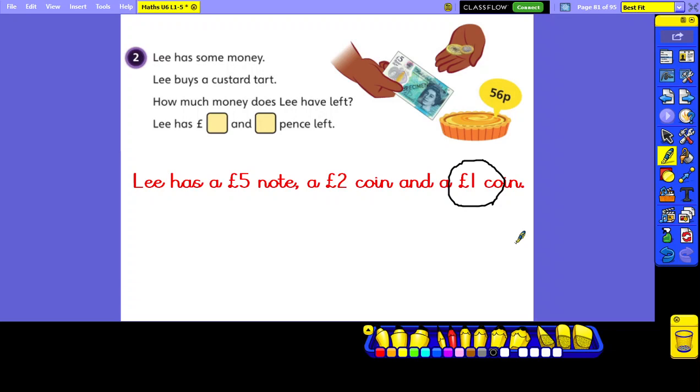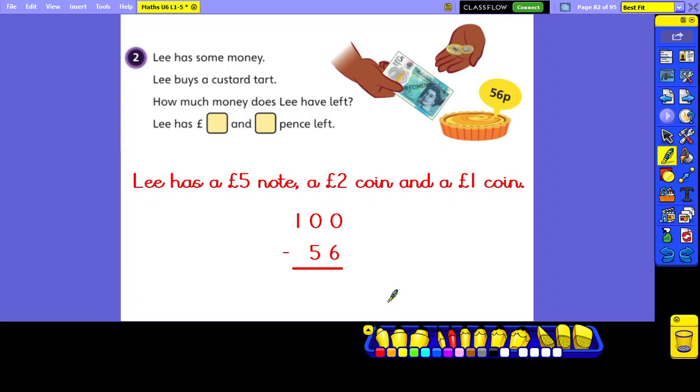So let's have a look at how I'm going to do that. Am I going to do it on a number line? Am I going to do it as a column subtraction? Am I going to do it by just counting on with my fingers or on a 100 square? Well, I've decided to do it as a column subtraction. Doesn't matter which way you do it. Like I say, if you want to do it on a number line, then you could do that too.